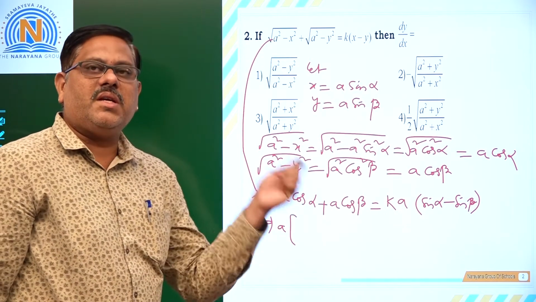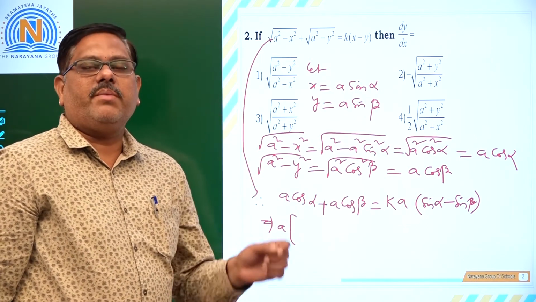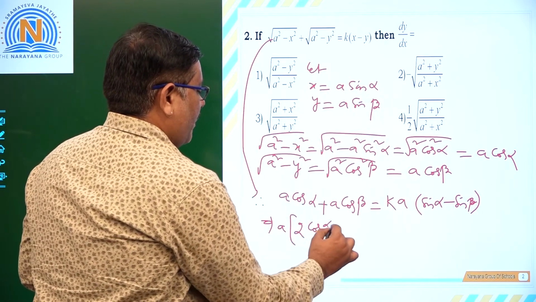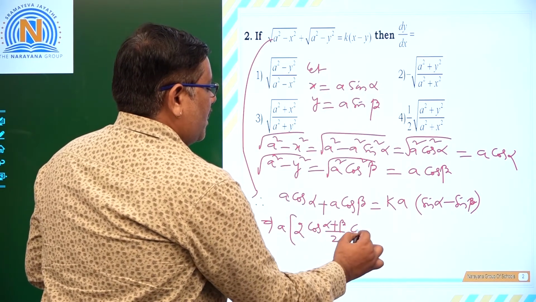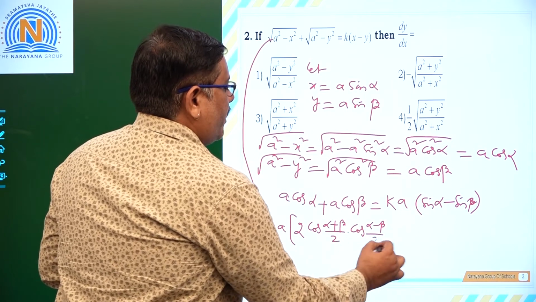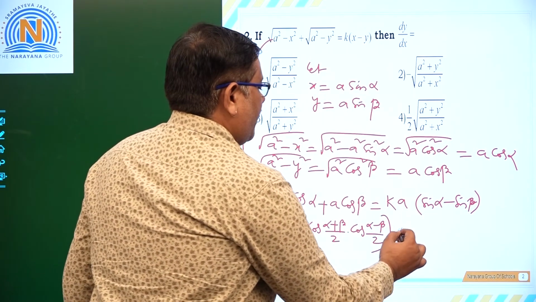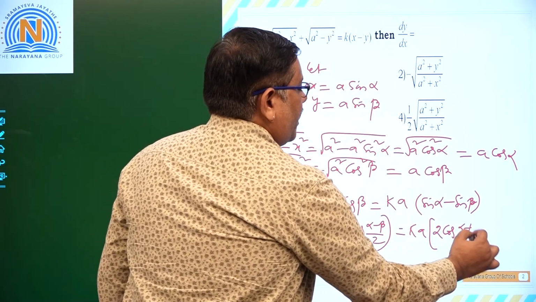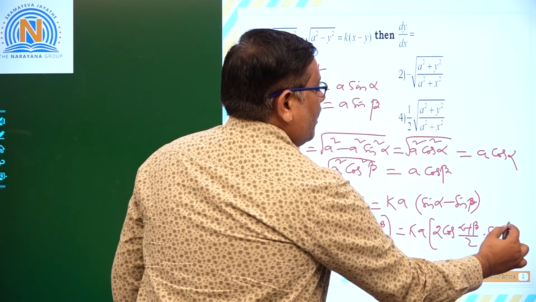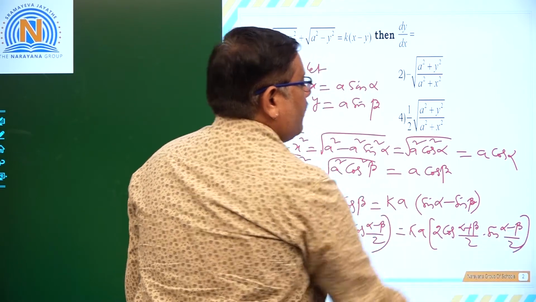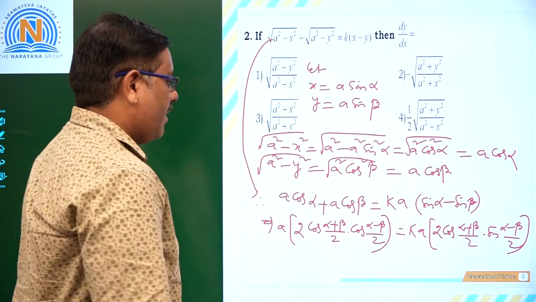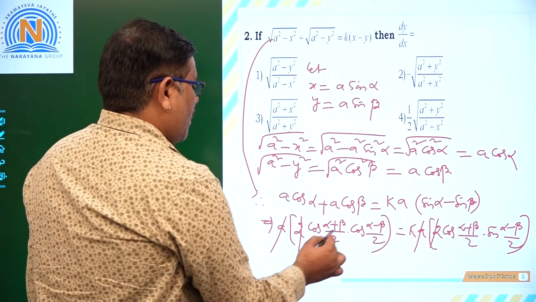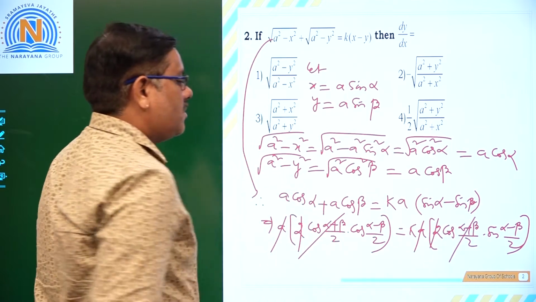What is cos c plus cos d? It is 2 cos c plus d by 2 into cos c minus d by 2. So it is going to be 2 cos alpha plus beta by 2 into cos alpha minus beta by 2. Transformations are the part here. That is again k times of a into 2 cos alpha plus beta by 2 into sin alpha minus beta by 2, which is the value of sin c minus sin d. Here a cancels, 2 cancels, and also cos alpha plus beta by 2 cancels.